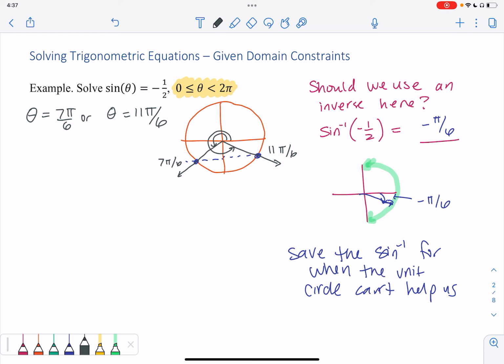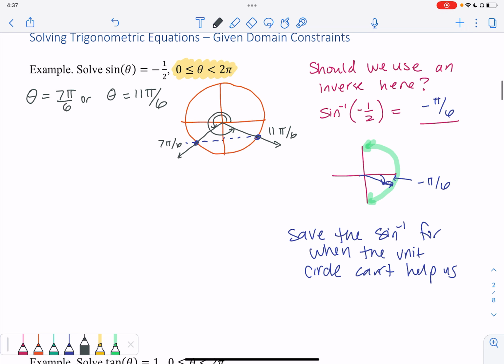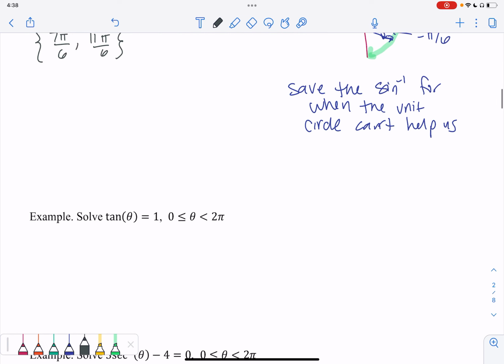And now I want to write a solution set. If you're not familiar with a solution set, it's curly brackets. And in this case, I don't have any fancy solution where it's going to go on and on or something funny. So I can just list them: 7π/6, 11π/6, like that, in those curly brackets. And then I'm done. So if it tells you to give it in a solution set, write it like that. All right, so let's keep going.